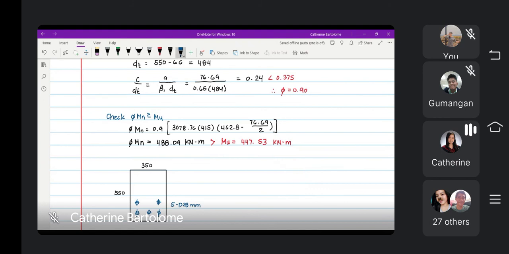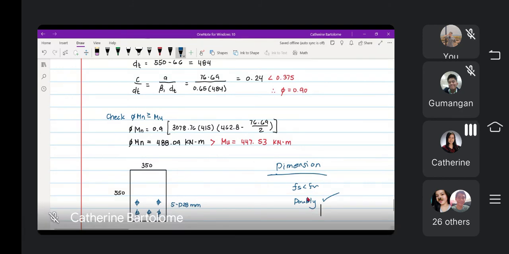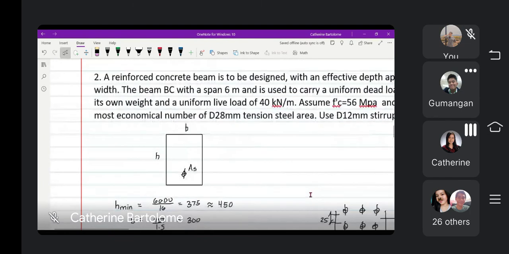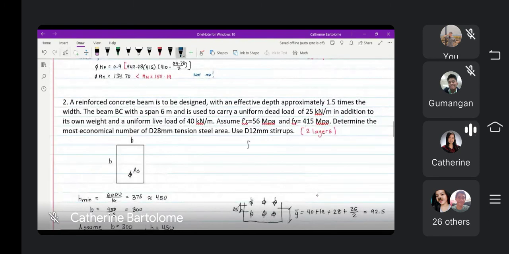Magkakaroon lang kayo ng ganyan if you are limited sa dimension. But see, in here, you are not limited by the dimension. Diba? Tayo yung nag-decide kung anong dimension. But if you are limited by the dimension, that's the only time na magkakaroon tayo ng if fs is equal to fy, tension controlled or compression controlled, or nasa transition zone siya, or you can use doubly. So itong doubly reinforced, ito yung next topic natin. Pero if ganitong simple problem lang naman siya and you have to design, ang limit lang natin dito is the number or the size of bar, right? When it comes to dimension, we are not limited. So I think it's best if you design it using fs equal to fy.